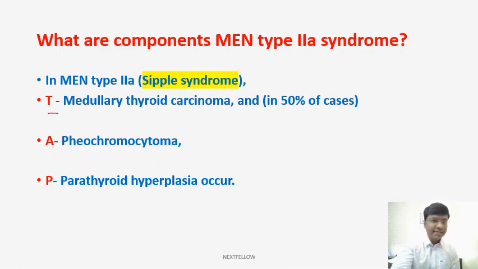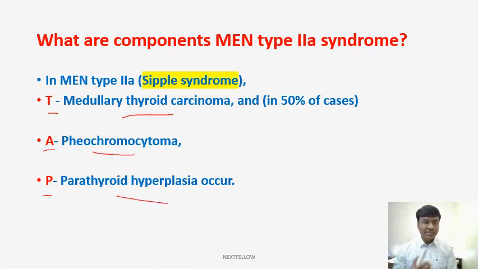T stands for thyroid, that is medullary carcinoma of thyroid. A stands for adrenal pathology, that is adrenal pheochromocytoma. P stands for parathyroid hyperplasia. So these are the malignancies in MEN type 2A. So you can see that medullary thyroid carcinoma is a part of MEN type 2A.